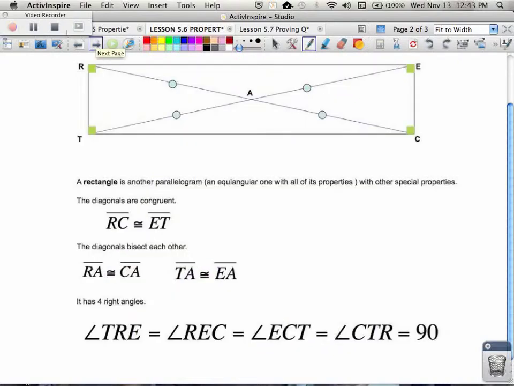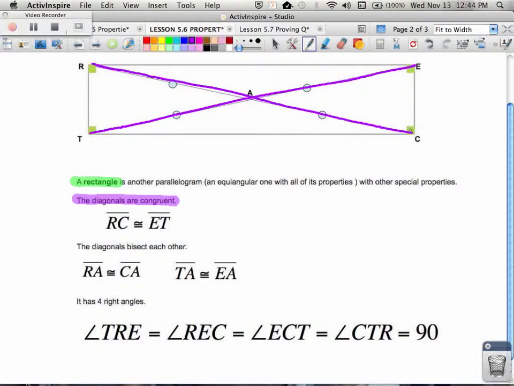The second special parallelogram that we're going to talk about is the rectangle. So again, a rectangle is a very special parallelogram. The thing that's special about it, there are multiple pieces. The first piece is that the diagonals are exactly the same length. So I know that when I'm talking about a rectangle, the distance from T to E is exactly the same distance as R to C. So perhaps they're both exactly 7 units long, or 10 units long, or 12 units long.